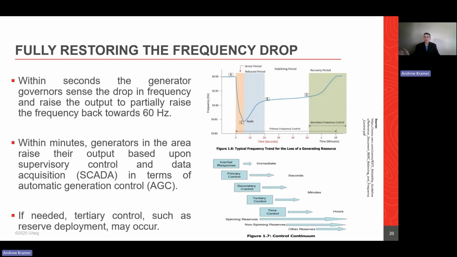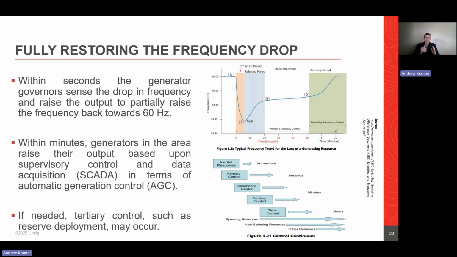So we've had a disturbance. And what actually happens now? We saw the disturbance. We dropped from about 60.002 to about 59.9. Within seconds, the generator governors, which are on our spinning thermal units, sense the drop in frequency. So the first thing is the generators just naturally try to fight the change, right?